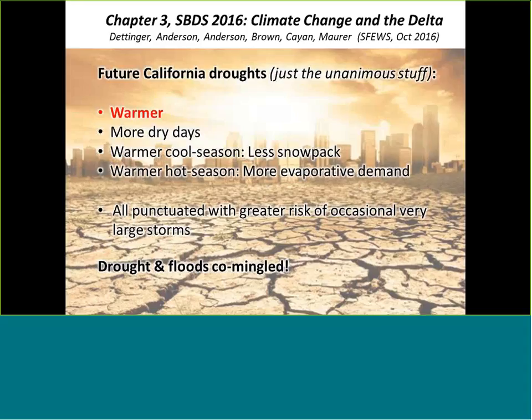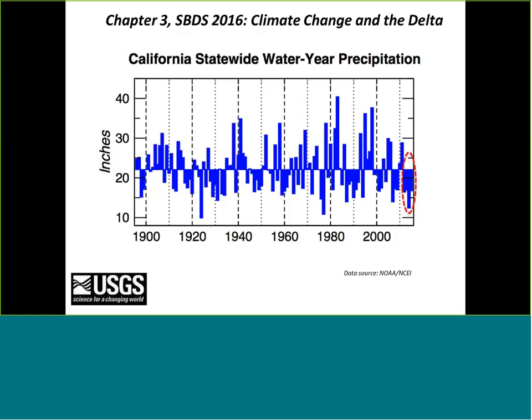But I say it here among my more or less unanimous stuff because the thing that we typically don't toss into that mix is longer growing season. That's going to be, I believe, the big kahuna in terms of what happens to our overall demand. I don't know how the balancing act between evaporative demand in the moment will play off against carbon dioxide fertilization, but I think those longer growing seasons are going to ramp up our overall evaporative demand. And as I said earlier, all punctuated with greater risk of occasionally very large storms, so that we have this future of warm droughts and floods being commingled, as it says there.